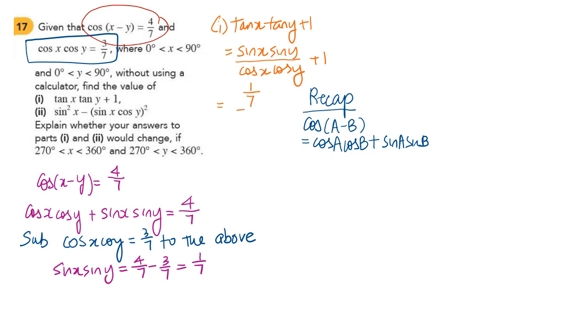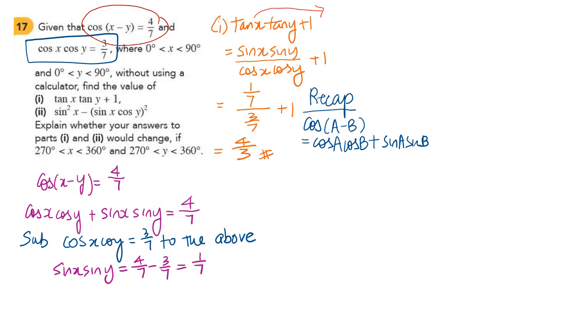we can just plug into part 1. Right, so the takeaway is that you need to know that tangent x can be written as sine x over cos x. Okay, because without the knowledge, then you would not be able to continue. So that's the takeaway for part 1.